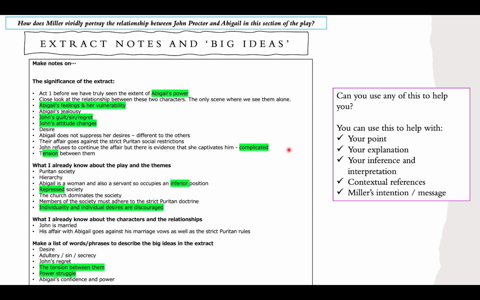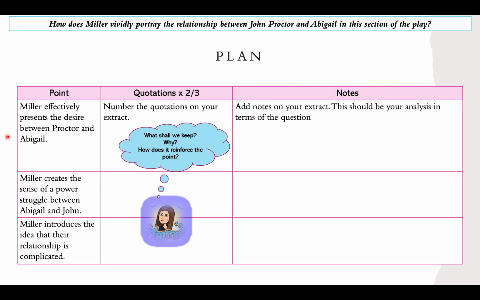So all of these notes will help you with pretty much every single aspect of your paragraph that builds the body of your essay. So now we're ready to start our plan. So what you want is you want to pull all of that information together, think about the big ideas, and think about your immediate response to the question. So how does Miller portray the relationship? So kind of flip the question on its head and rephrase it. Miller portrays the relationship as, through, by. So if you're struggling, just try and finish that sentence.